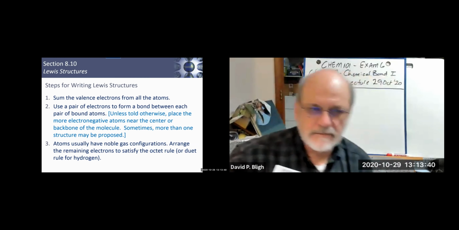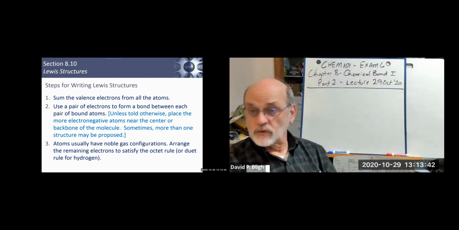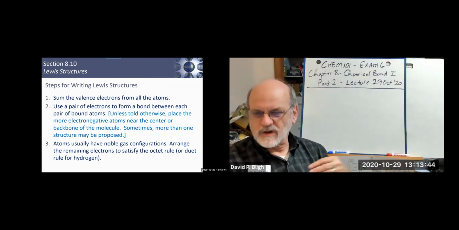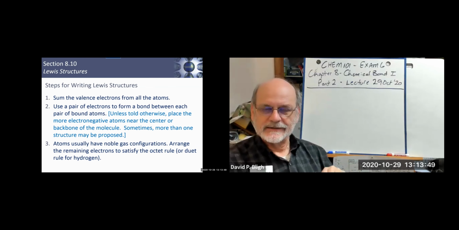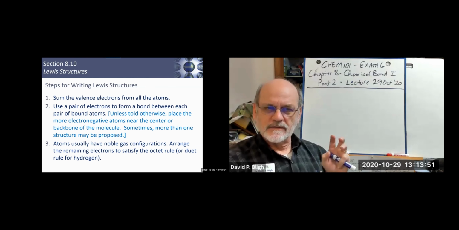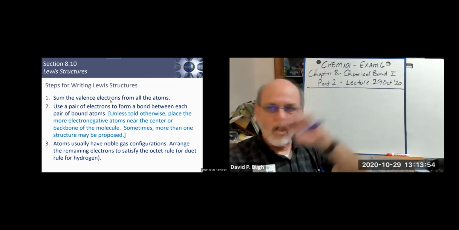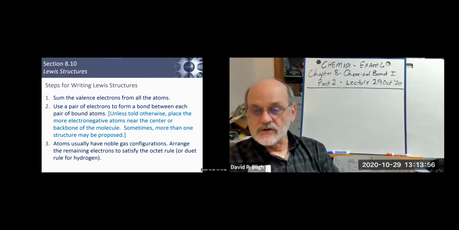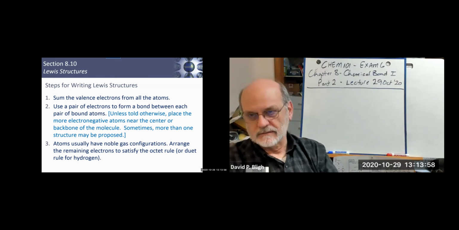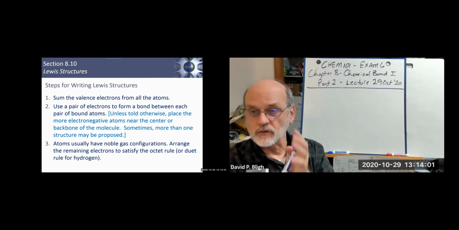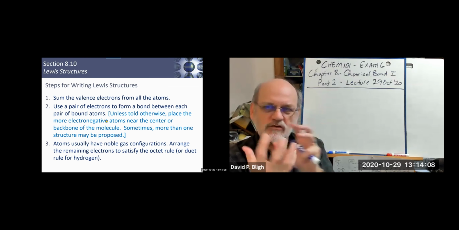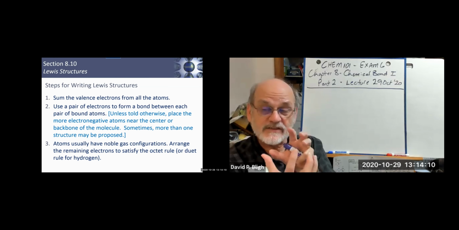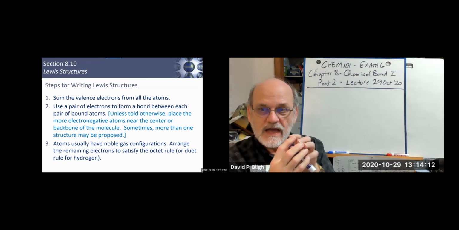These are the rules just written out, and we're going to actually do one because that makes more sense when you can see it done. But you start with the number of valence electrons for all of the atoms, which means you need a formula. You need to know the formula of your molecule first. Then you take all of those electrons that you've added up, the valence electrons from all the atoms, and you stick them together.